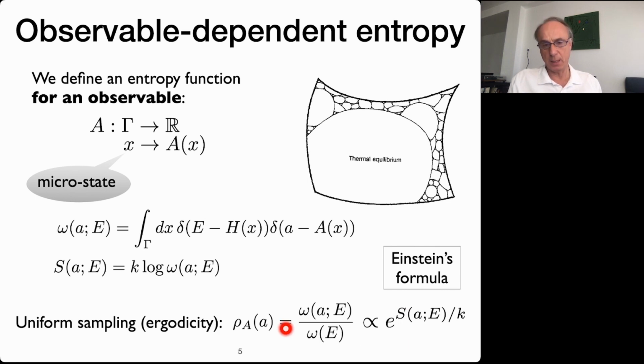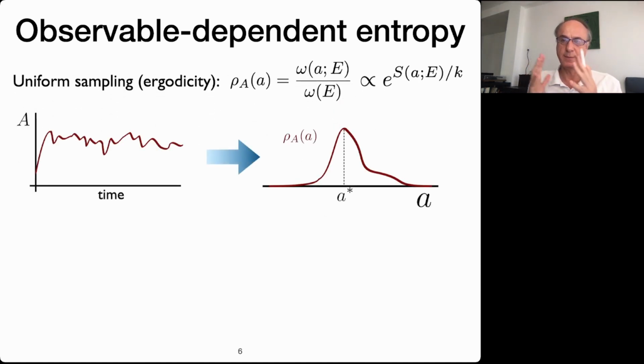What is the meaning of this probability? Well, it has a completely objective meaning. If you run the experiment for a sufficiently long time and you register the values of A, you will see an evolution like that. And now if you plot the histogram of these values, you will get this rho A that we have derived before. And this is because the system is exploring the phase space in a uniform way.